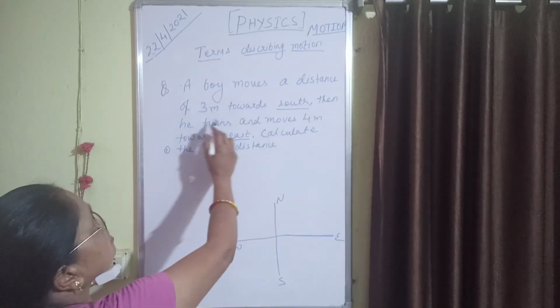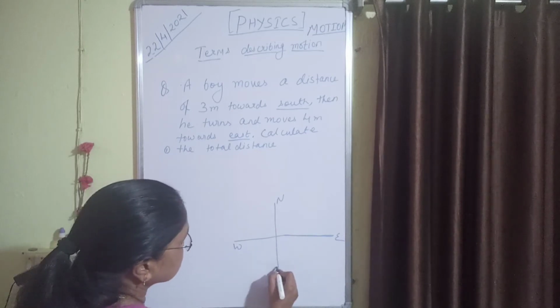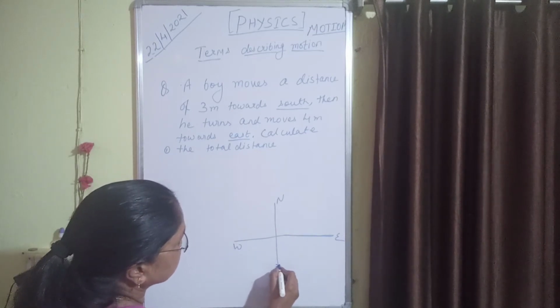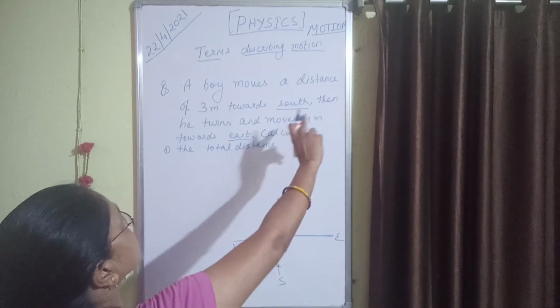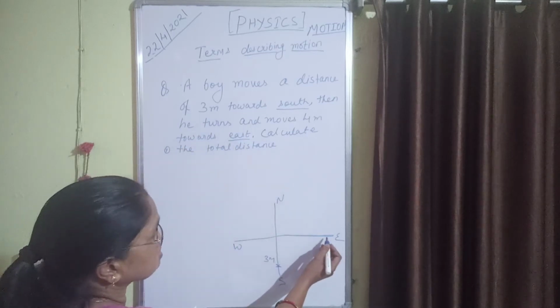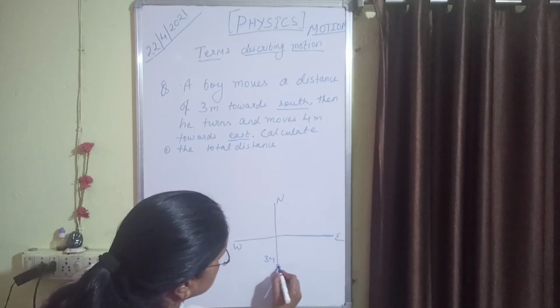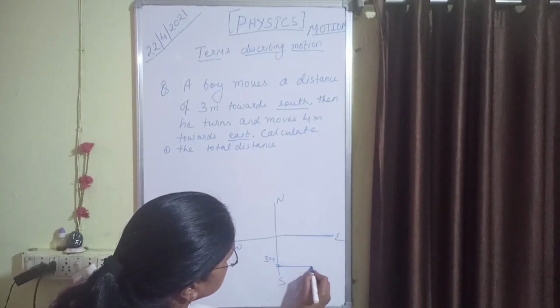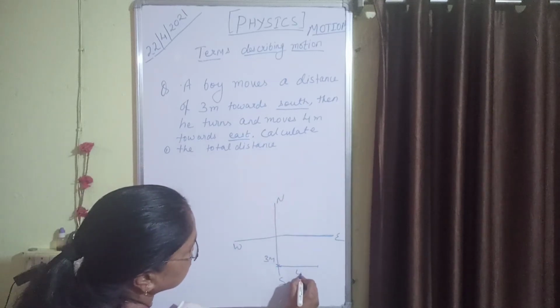Boy moves 3 meter towards south. That means boy is moving 3 meter towards south. Suppose up to here it is 3 meter south. And then he turns and moves towards east. East is this side. So he turns and moves towards east. यहाँ से मुड़ गया और ईस्ट की ओर कितना गया? 4 meter. So 4 meter.